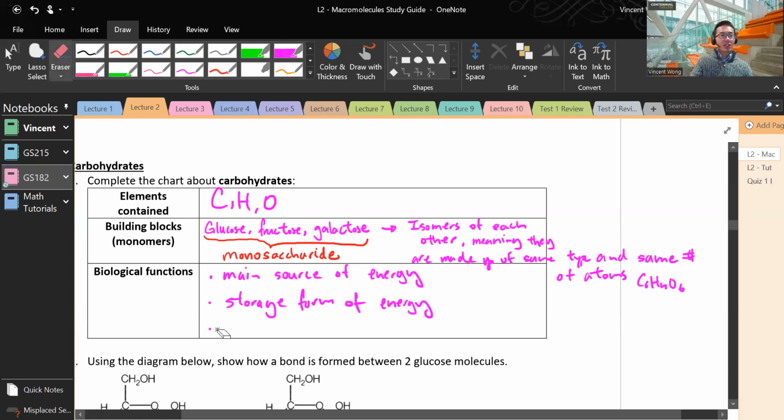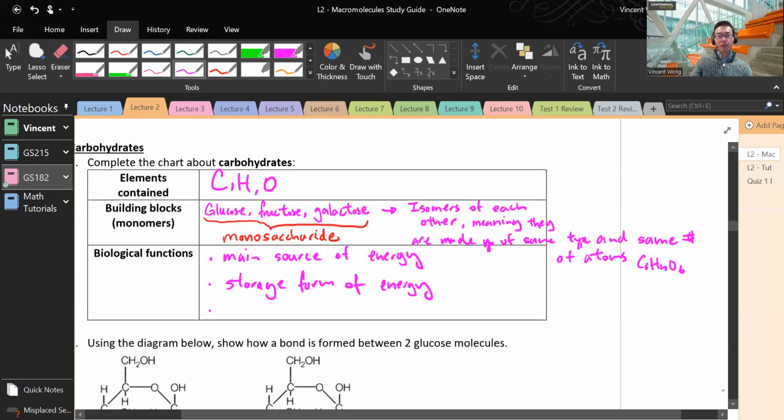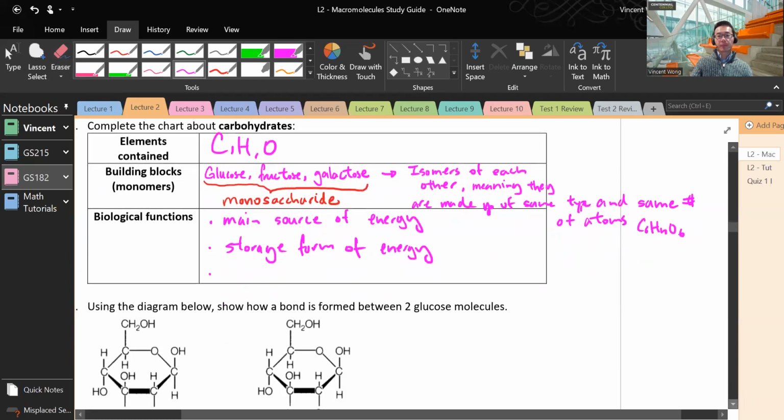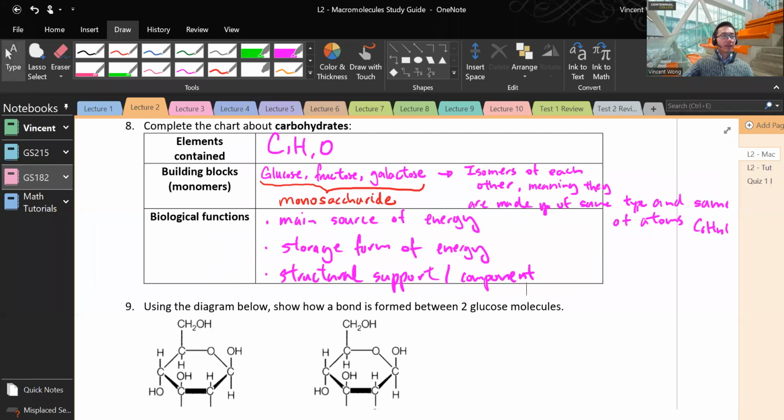And one last one, not so much for humans or animals, but for some organisms like plants, for example. They can form, that's right, as Maphis says, formation of structural components. Very good. So structural support or components. Yeah, in plants, for example, cellulose. Good, good. Okay, next.